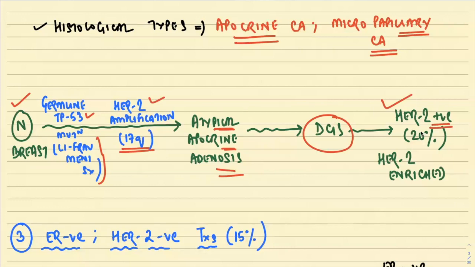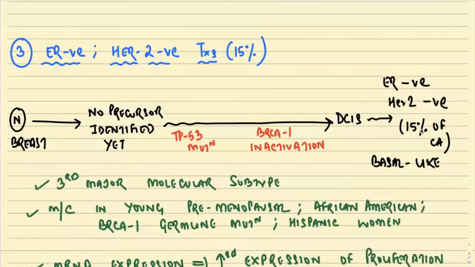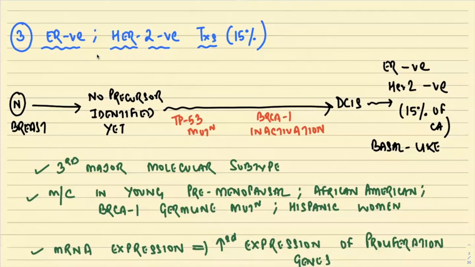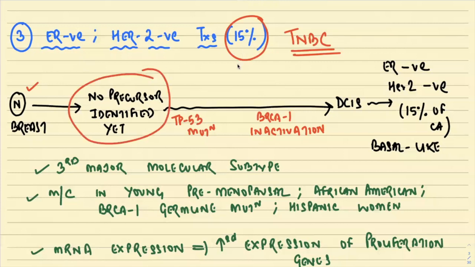Yes, the second variety, that is the second molecular type. And the third important molecular type is negative for ER, PR as well as HER2. It is also called triple negative breast carcinoma. Triple negative. And this is the one which is having the worst prognosis, comprising 15% of all the breast carcinomas. Now, over here, the normal breast, unlike the luminal and the HER2 variety, no precursor is identified yet for the triple negative breast carcinoma. And this is associated with TP53 mutation as well as BRCA1 inactivation, giving rise to ductal carcinoma in situ. So there is no atypical hyperplasia.